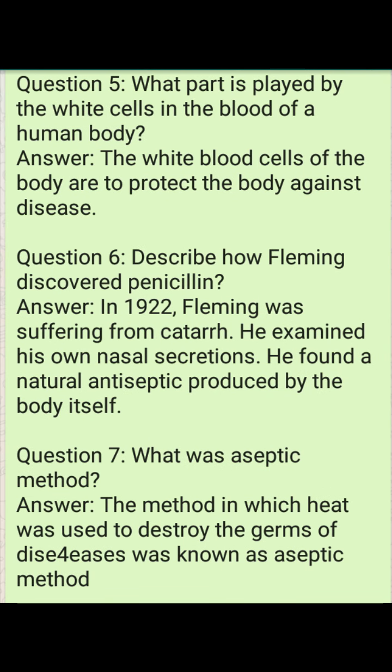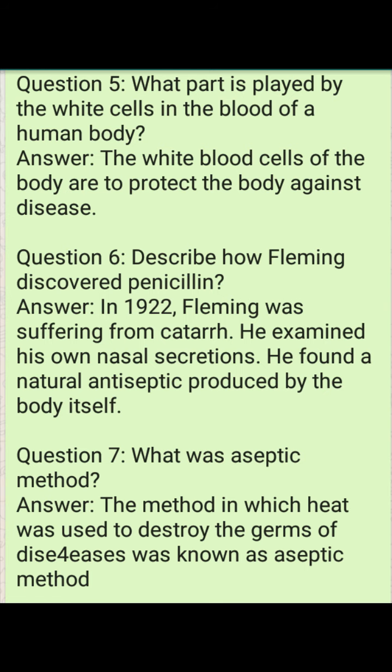Question number 5. What part is played by the white blood cells or leukocytes in the blood of a human body? White blood cells, WBCs, are very important in the human body. The white blood cells are there to protect the body against disease. They are very important for the healing process.